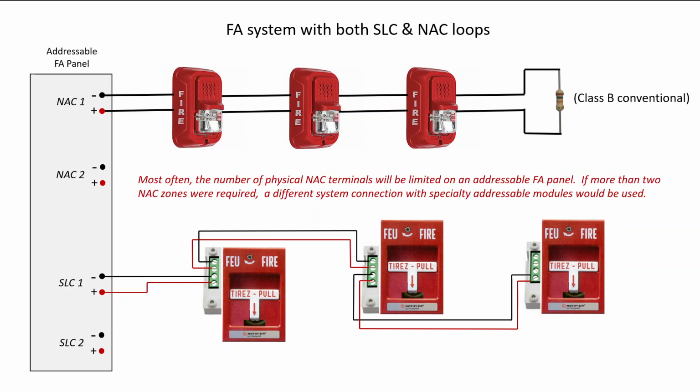Most often, the number of physical NAC terminals will be limited on an addressable fire alarm panel. If more than 2 NAC zones are required, a different system connection with specialty addressable modules would be used. And that's because, well, there's only 2 NAC terminals. How on earth are you going to get more than 2 zones of NAC?